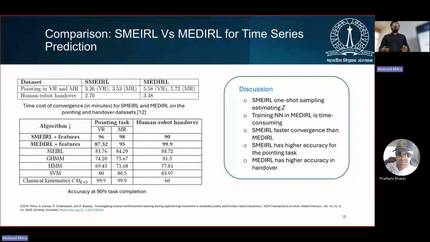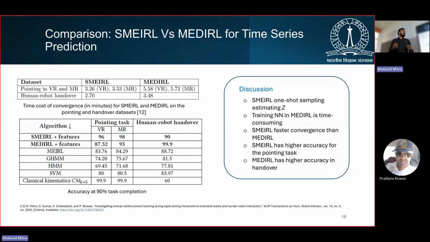So till now, we have seen two algorithms, that is SMARL and MADRL, applied for time series prediction, applied to two different tasks, that is pointing task and human to robot handover. So from here, we see that SMARL has faster convergence compared to MADRL. It is because SMARL has a one-shot sampling process for estimating the state partition function, whereas training the neural network in MADRL is time consuming.